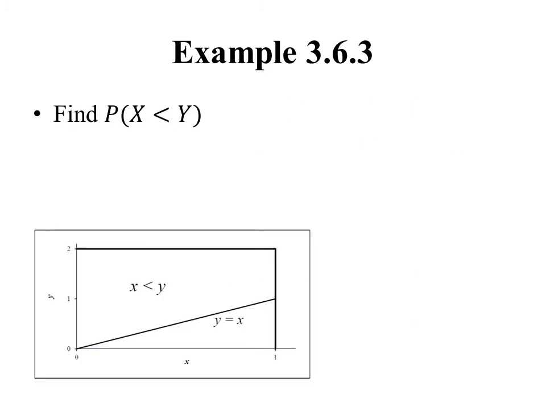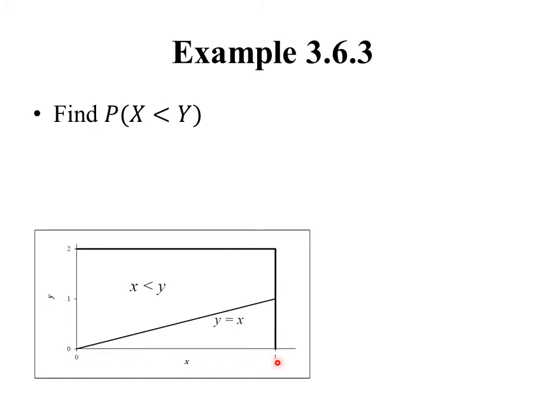Now, let's illustrate how to use the third property of a joint PDF to calculate a probability. So let's, for instance, find the probability that X is less than Y. By the third property, we're going to integrate the joint PDF over all values of x and y that satisfy this inequality. To help us set up this integral, it might be helpful to sketch a graph of all the possible values of x and y.